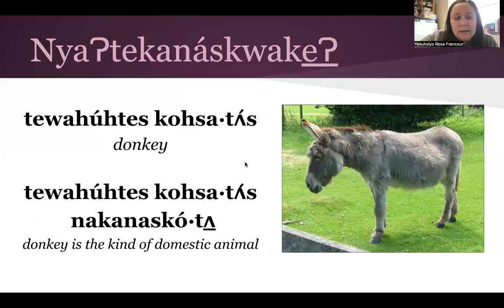This was a little longer. Debajuntes cosadas. Debajuntes cosadas is the full word. Debajuntes means it has long or tall ears, like a horse with long or tall ears. That's kind of what it's saying, which is a donkey. So, debajuntes cosadas. Okay, try that. Debajuntes cosadas. Debajuntes cosadas naganasquod. A donkey is the kind of domestic animal.